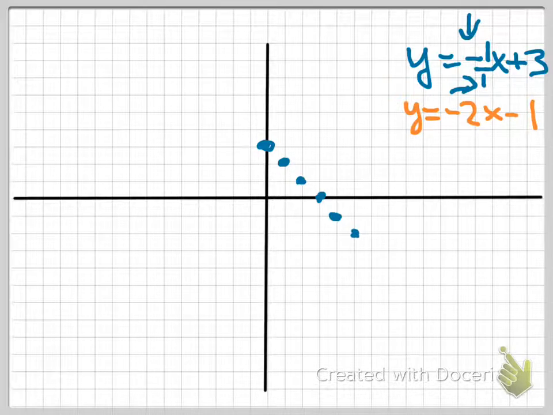Notice how I'm continuing that. And you could also go the opposite way: up 1 to the left 1. Do the opposite. Notice how it still stays in a straight line, going up 1 to the left 1.